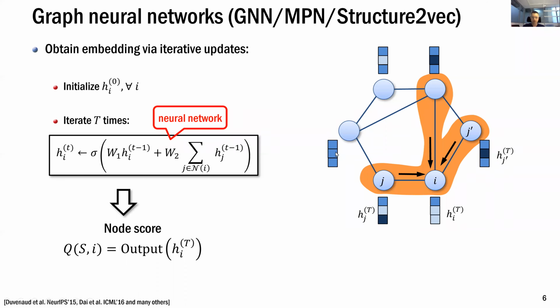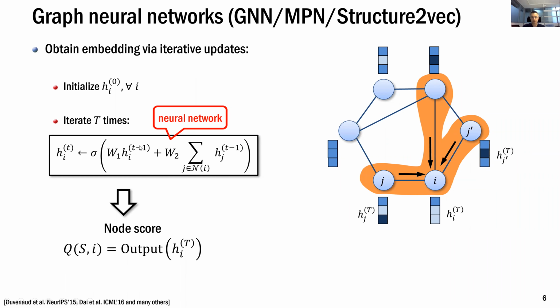This vector representation is produced in an iterative fashion. You're going to initialize, for instance, each node with a vector representation, and then you're going to iteratively update the embedding, the vector representation. For instance, if I want to update the embedding for this particular node, node i, then I will request the neighbors of node i to pass in messages, or pass in the current embeddings of the neighbors.